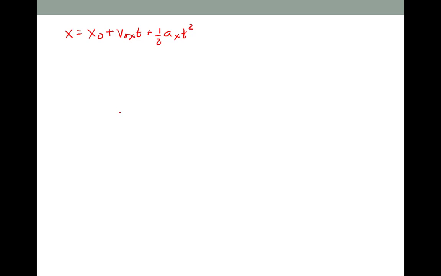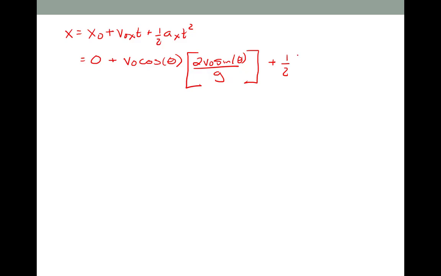And plug in my time formula that I just found. Initial horizontal position was 0. Initial horizontal velocity was v naught cosine theta times my time, but remember the time formula I just found was 2 v naught sine theta divided by g, plus 1/2 times 0 meters per second squared t squared. And yes, I could write that all out again, but this whole term goes away. And I'm running out of room, so I'm not.